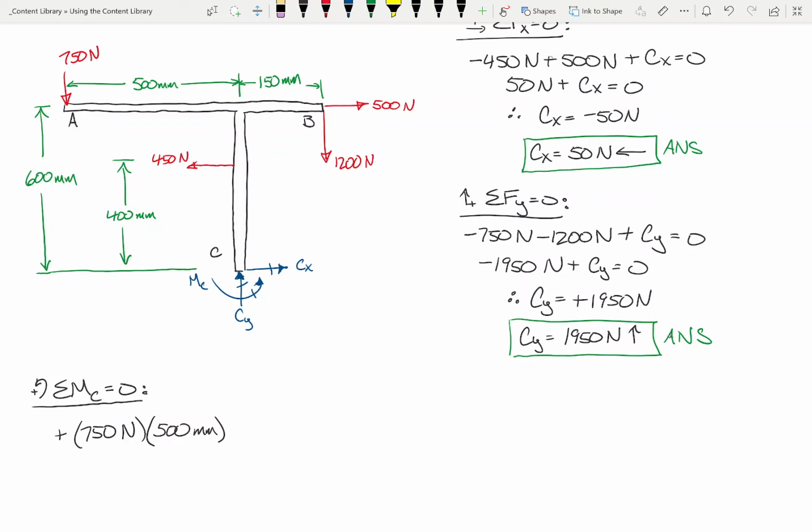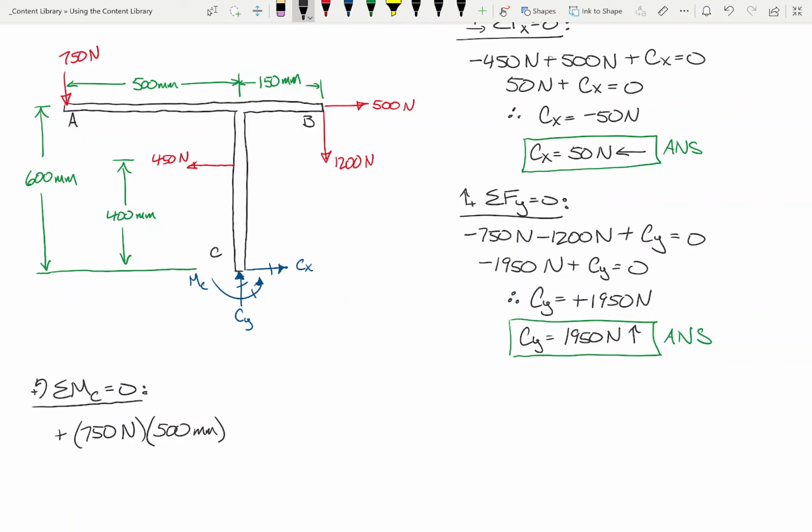So that's going to be our moment, and it's positive because it's generating counterclockwise rotation. Again, it doesn't matter that the force is going up or down, or that the distance is left or right. That's not what's key. What's key is whether it's causing clockwise or counterclockwise rotation. In this case, it's counterclockwise, which we've said is positive in our equation.